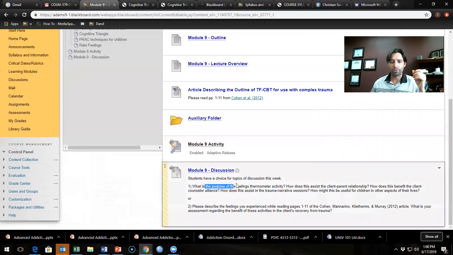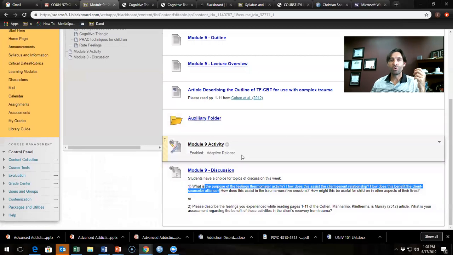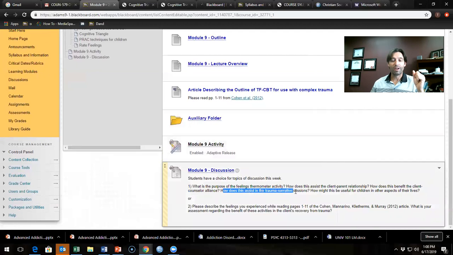What is the purpose of the feelings thermometer activity? You might check in the book. I've also described some things. You might contemplate how this might assist the client-parent relationship, and how it benefits the client-counselor alliance. You'll also want the parent to start thinking about using that emotional monitor, that feelings thermometer, to help them deal with emotionally labile situations. How does this assist in the trauma and narrative sessions? How might this be useful for children in other aspects of their lives? So again, you're welcome to brainstorm there.